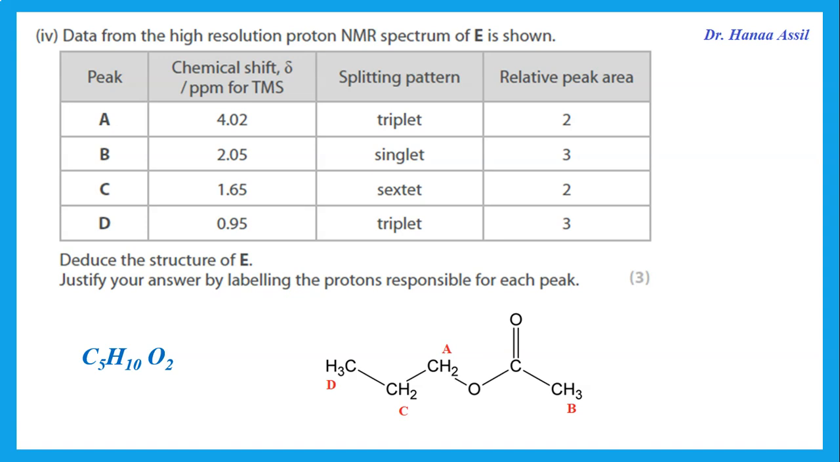Remember, the splitting pattern tells you how many protons are on the neighboring carbons, and the relative peak area tells you how many protons give this specific peak.